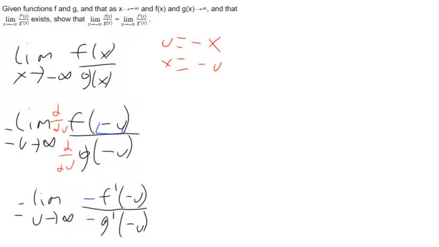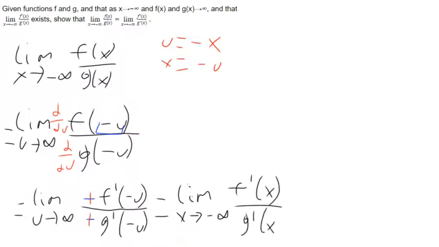And now I will firstly cancel out the negatives, and then I'll put u back as x. So I'll say this is the limit. Well, of course, as u approaches positive infinity, u is negative x, or x is negative u, so x will be approaching negative infinity. We have f prime of negative u, which is x, over g prime of negative u, which is x. So we've shown that this equals this, which is what we wanted to prove.